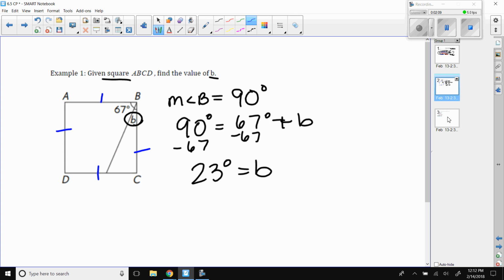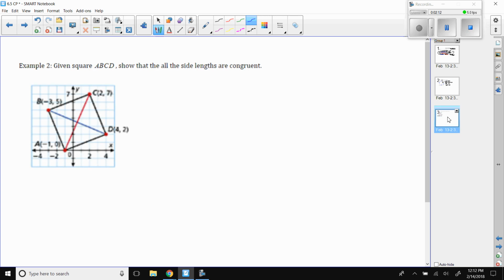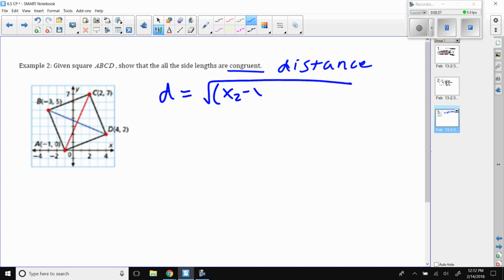The second part has to do with using some coordinate geometry. So this says that given the square ABCD, show that all the side lengths are congruent. So this means I need to use that distance formula. Okay, so the distance formula is going to be the square root of x2 minus x1 squared plus y2 minus y1 squared. I want to use these 2 points here, so I need to find the distance of, not BD, of BC and of CD.